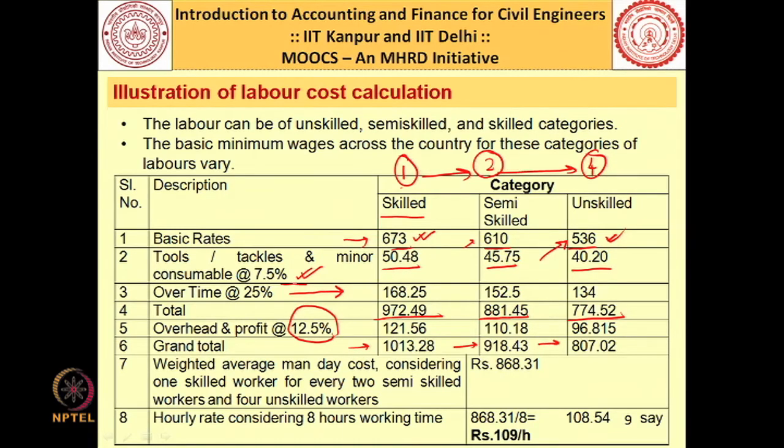Now, as I told you, you have to consider the weighted average. So, for this you multiply this value with 1, you multiply this value with 2, you multiply this value with 4 and divide the sum by 7. If you do this, you will find you are getting a weighted average of 868 for 8 hours working. So, hourly working you divide it by 8 and you are getting 108.54. So, roughly we are assuming it to be 109 rupees per hour. So, this is what we used in our previous calculations when we considered the cost of 1 cubic meter of open excavation and 1 cubic meter in trench excavation.